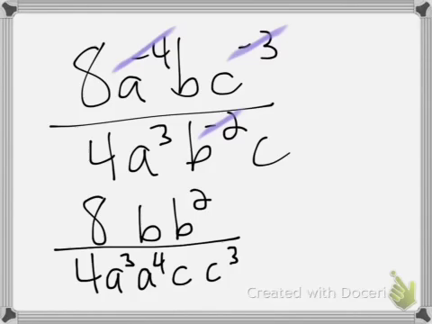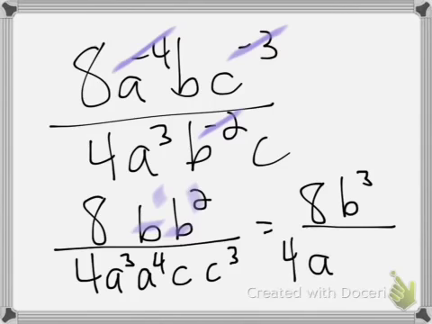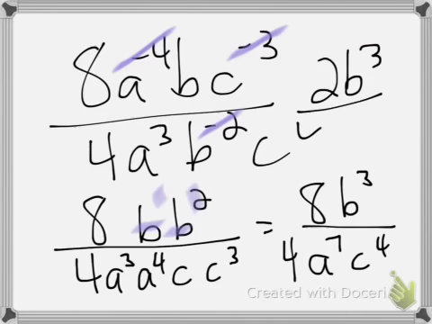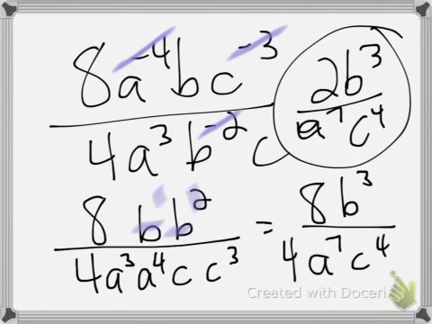Then using my basic law of exponents, if I have the same base, I simply add exponents. So since b and b is the same, I can rewrite that as b cubed, a to the 7th, c to the 4th. And then the only thing you have left to simplify would then be 8 over 4, which is 2, so 2b cubed over a to the 7th, c to the 4th, and that would be your final answer.